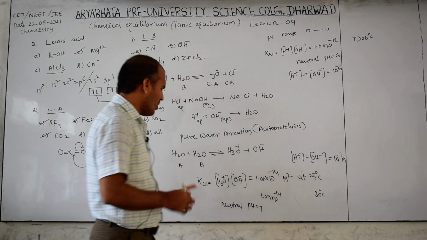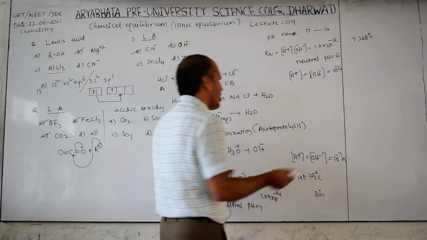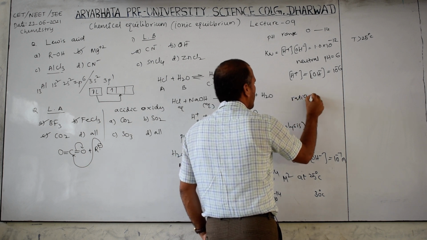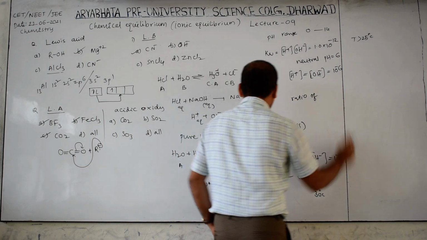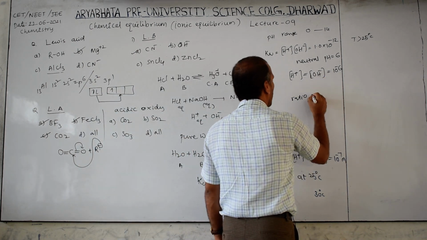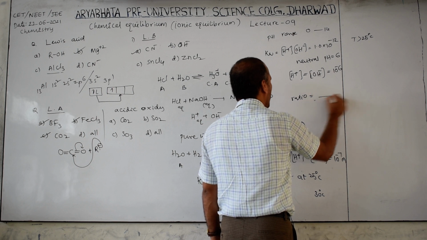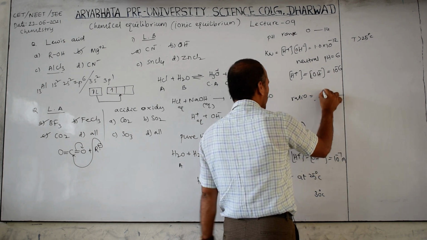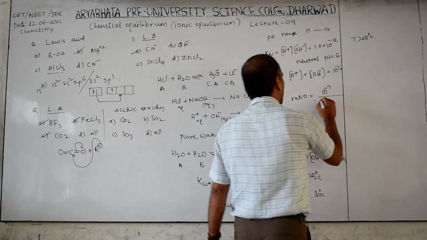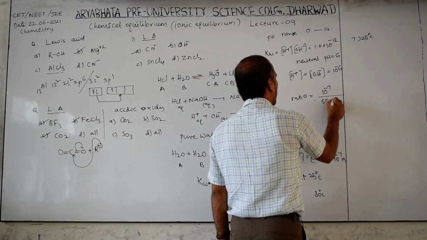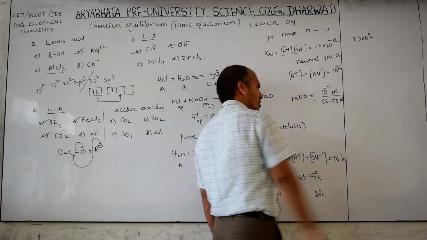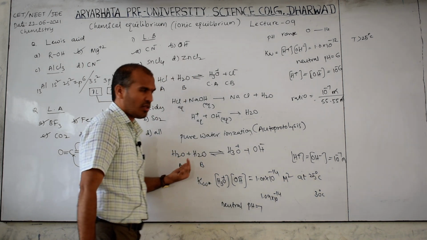Now based on this Kw, one more thing they are asking here, the ratio of ionized form. H2O is ionized into H+ and OH-. So the ratio of ionized form to unionized form. Ionized form concentration is 10 power minus 7 M, single one, and this is 55.55 M, cancel because this is water concentration.